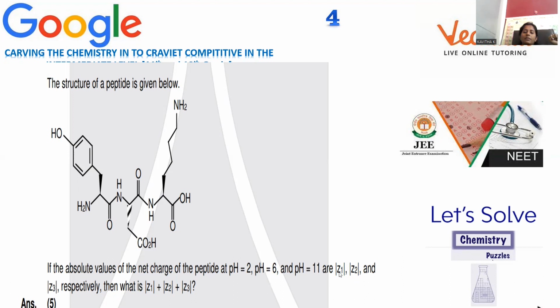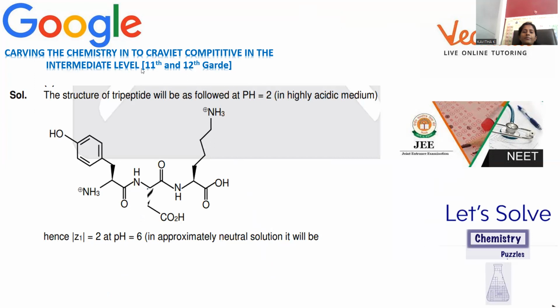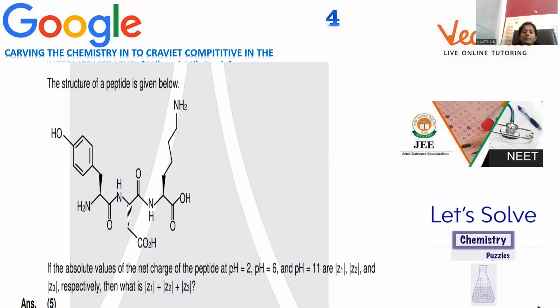All three are nothing but Z1, the charge at pH 2, Z2, the charge at pH 6, and Z3, the charge at pH 11. All to be taken as a sum, that is Z1 plus Z2 plus Z3. So if you take this net charge, that is expected to be 5. We need to calculate 5 as the final answer, and let's see how we can get this answer. In order to get that, first let me take the first condition, pH is equal to 2.